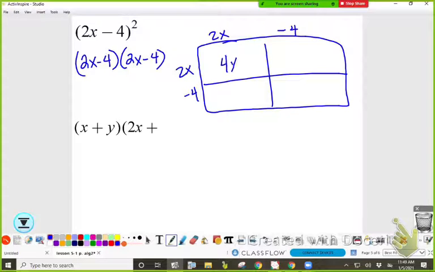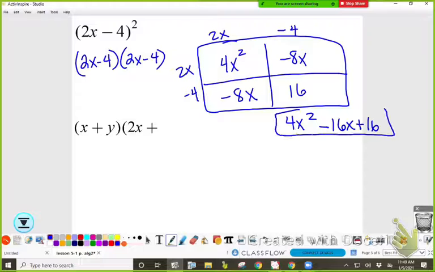I'm going to go ahead and do this by myself. You guys can do it yourself. See if you agree with my multiplication there. And then my answer is 4x squared minus 16x plus 16. Sounds about right.